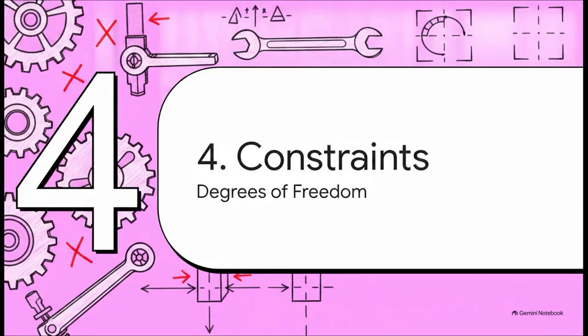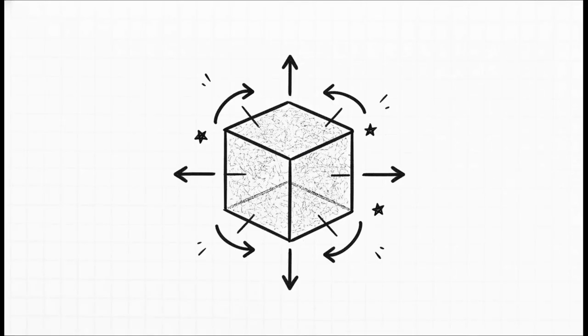All right, Section 4, Constraining Degrees of Freedom. Any unconstrained part floating in three-dimensional space has exactly 6 ways it can move.